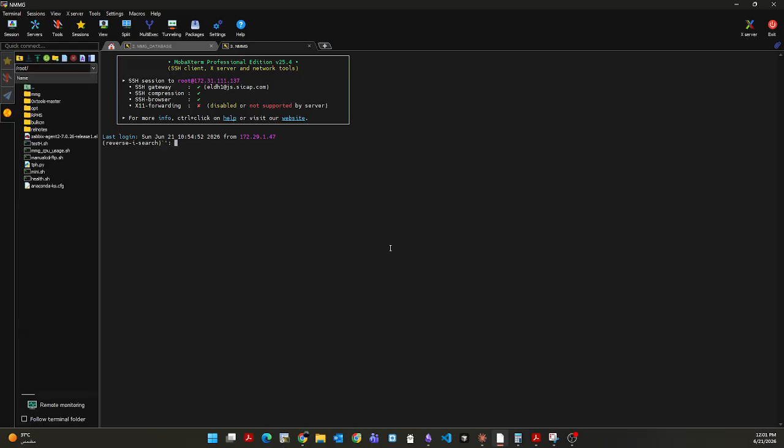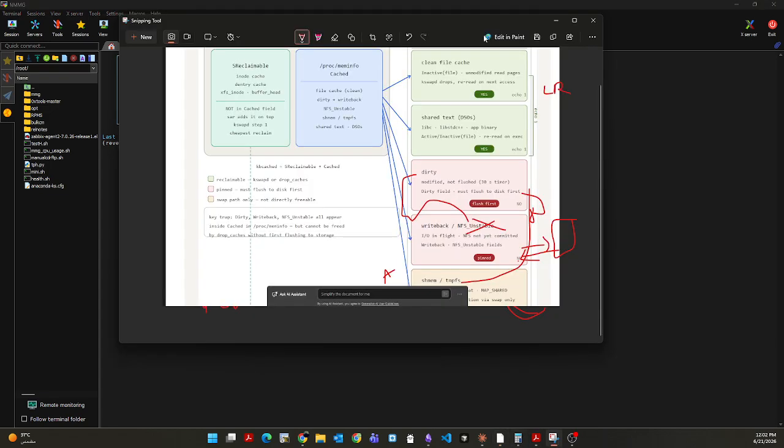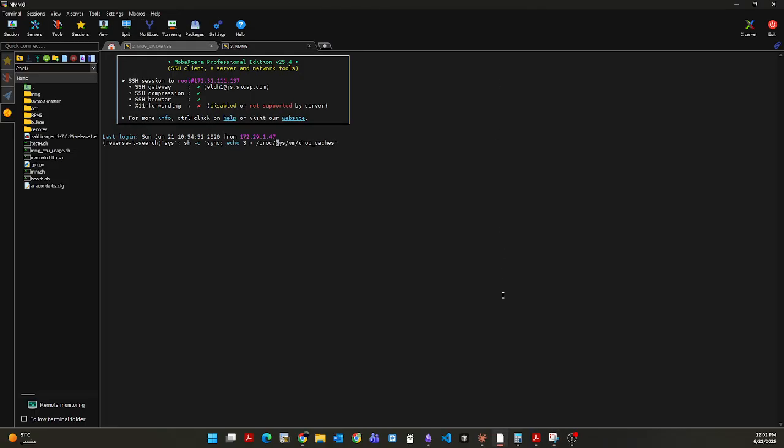Let's do sysctl. Yeah, this command. Echo 3 means that you want to drop caches. It means you want to drop the file cache, the reclaimable slab, and also the active file and so on, those two as I showed you before, and the shared text. So yeah, this is the command. If you want to look at it, find it in Google or ask ChatGPT about it.